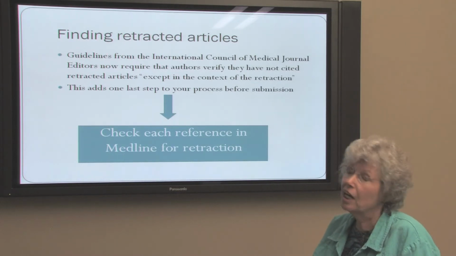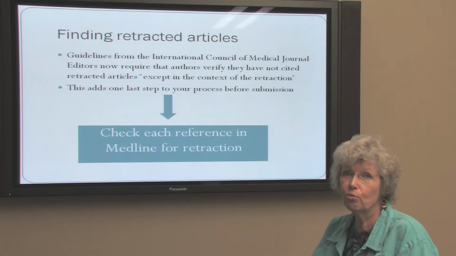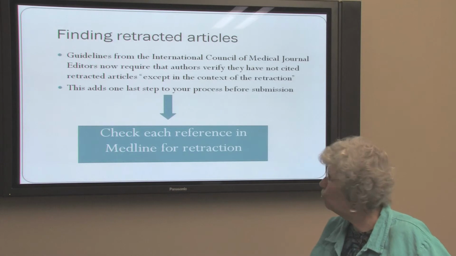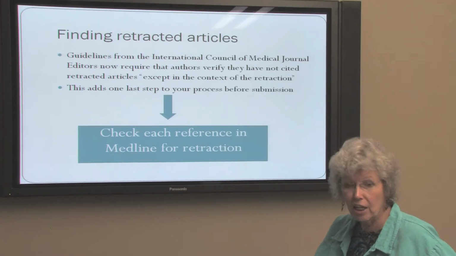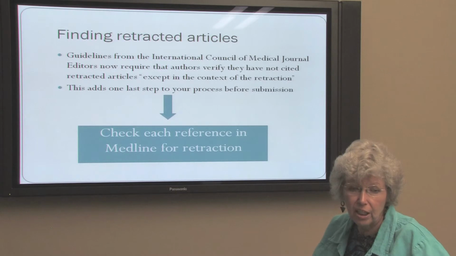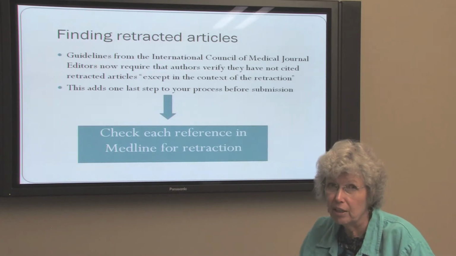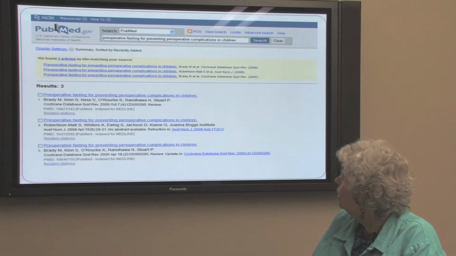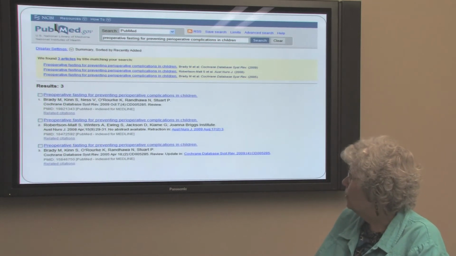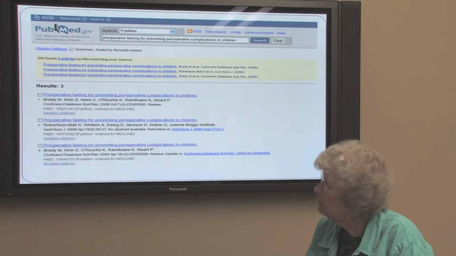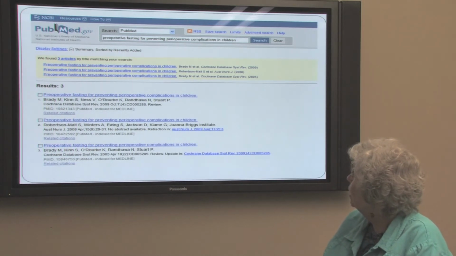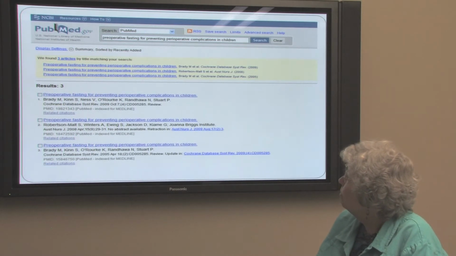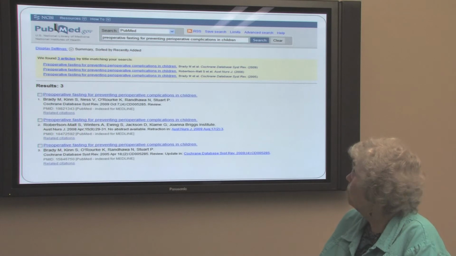So this really adds one last step to your process when you are writing an article. You need to cut and paste each article title into PubMed or Medline or a database that accesses Medline. And when you do that, for example, I did that with this article I happen to know was retracted. So I cut and pasted the article in the search field there: Preoperative fasting for preventing perioperative complications in children.